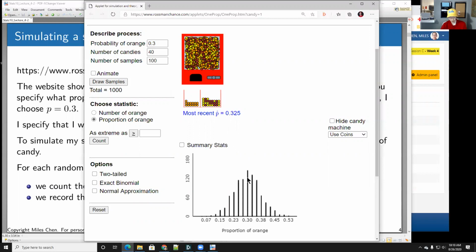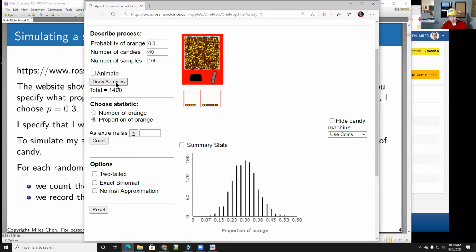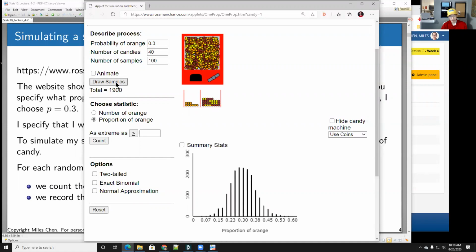So, as expected, when you have 30% in the population being orange, when you draw random samples, values that are close to 30% are most common. And values that are way above 30% or way below 30% are much less common, okay? And so if I keep doing this, eventually we're going to get something that resembles the normal distribution.